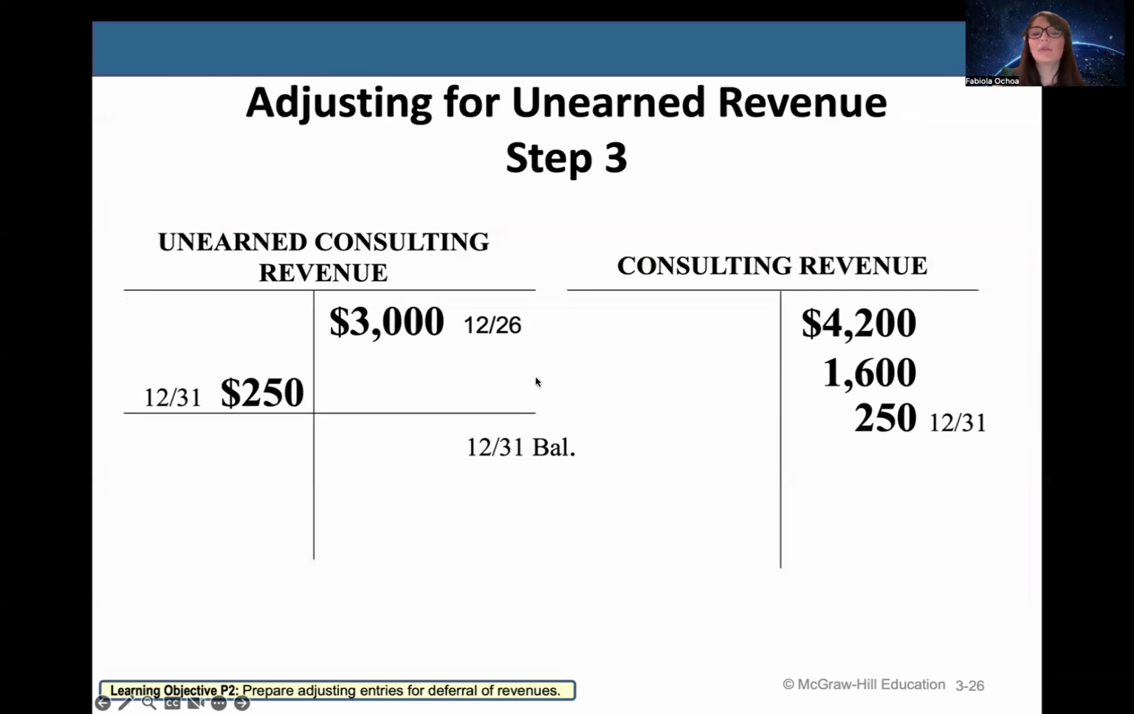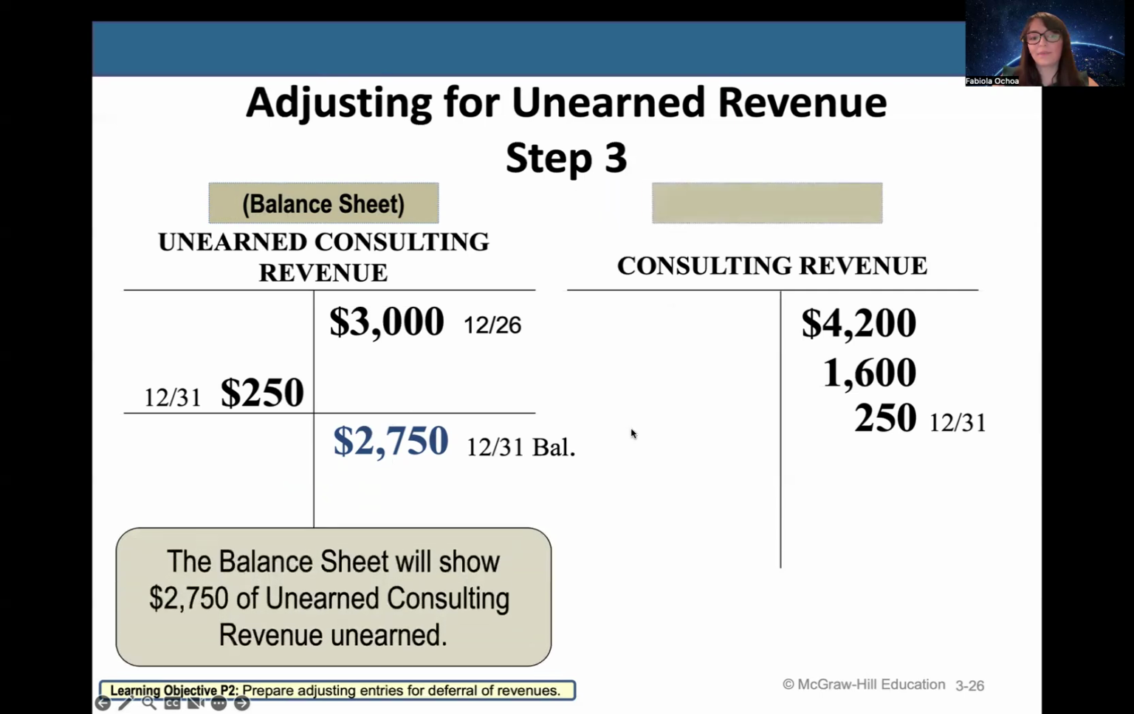Okay, so breaking this down into T accounts, you started off with $3,000 in unearned revenue on 12/26. You record a debit for $250 for the amount that has been earned, and that gives you the net amount of $2,750. That is on your balance sheet.